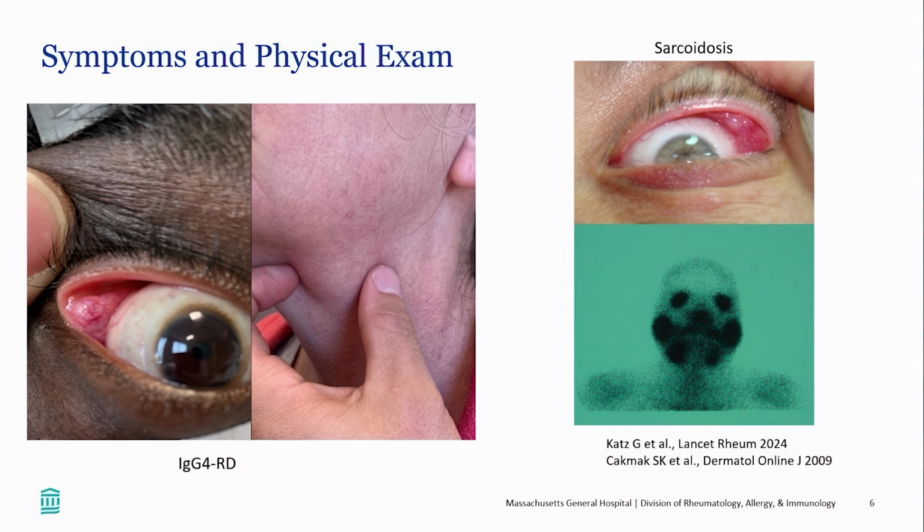But just to hammer home that this does not define the diagnosis, on the left side of the screen, you have two patients with IgG4-related disease. On the right side of the screen, this is a patient with sarcoidosis, a very different autoimmune disease, and it's also similarly affecting the lacrimal glands, the submandibular glands, and the parotid glands, something that we think of as very specific for IgG4-related disease.